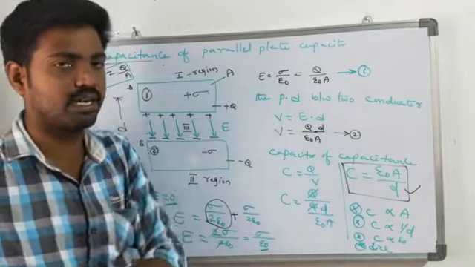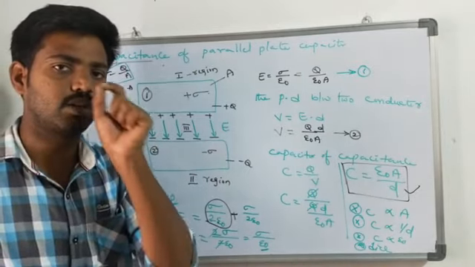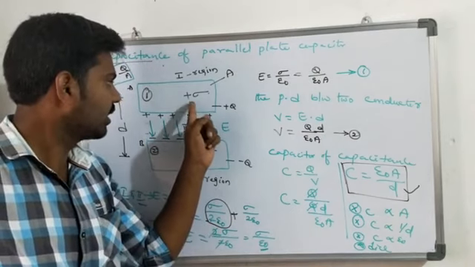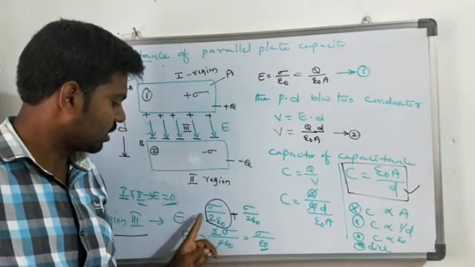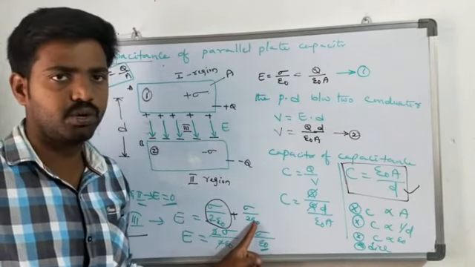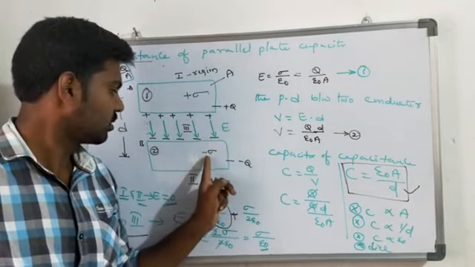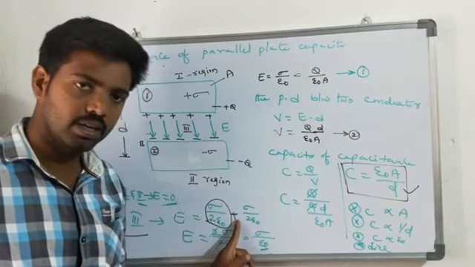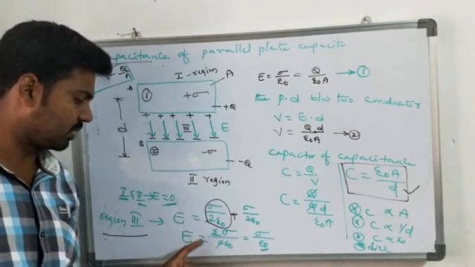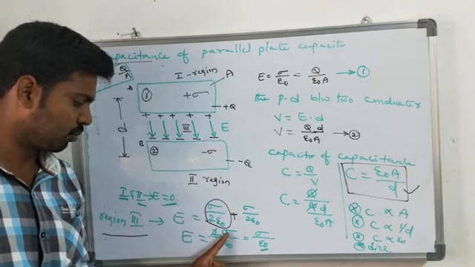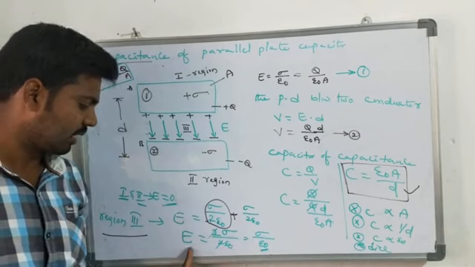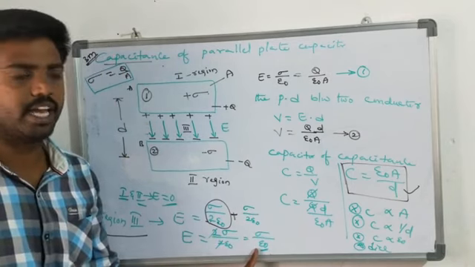We derived in the second application of Gauss law that E is equal to sigma by 2 epsilon naught. By using that, for each conductor the electric field is sigma by 2 epsilon naught. For the difference, the sign becomes minus, so minus of minus gives plus. So sigma by 2 epsilon naught plus sigma by 2 epsilon naught. Adding, we get 2 sigma by 2 epsilon naught. The 2 is cancelled, and the remaining is E is equal to sigma by epsilon naught.